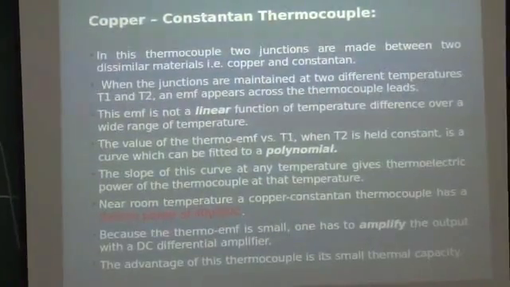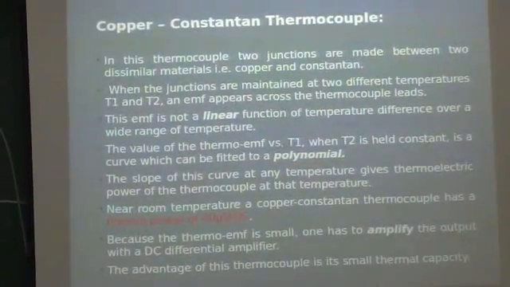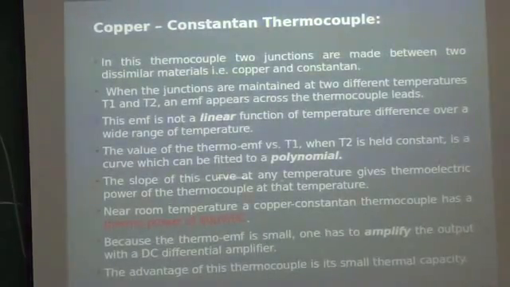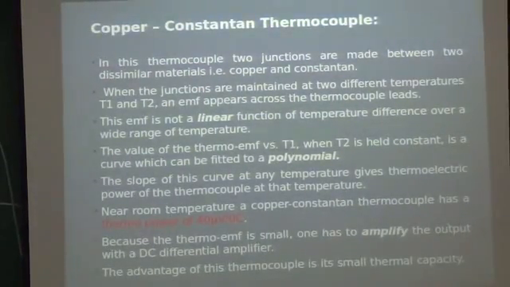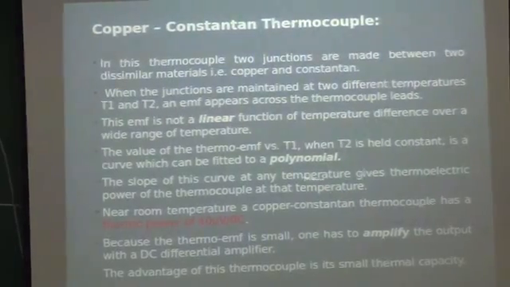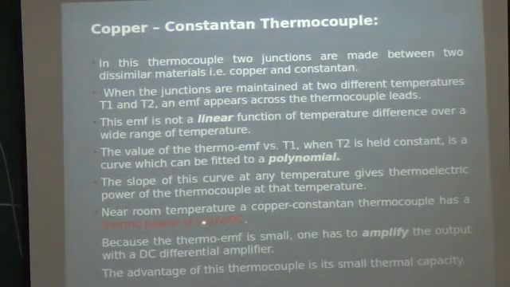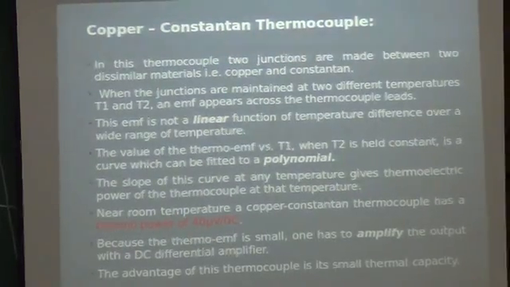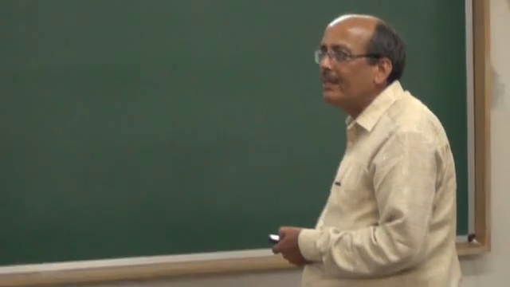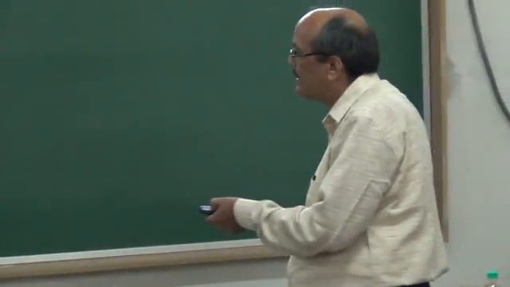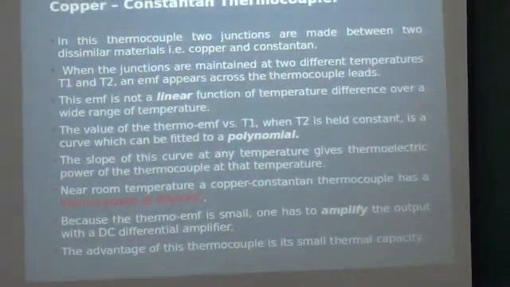So here the value of thermo EMF versus T1 when T2 is held constant is a curve, okay, and that is a polynomial. It is A plus BT plus CT square. The slope of this curve at any temperature gives the thermoelectric power, and thermoelectric power we also talked about for copper constantan thermocouple. It's 40 microvolt per degree centigrade. In the previous experiment of thermal conductivity of copper and thermal conductivity of perspex, the voltage difference measured by the thermocouple was converted into the corresponding temperature difference by using this thermo power of 40 microvolt per degree centigrade.